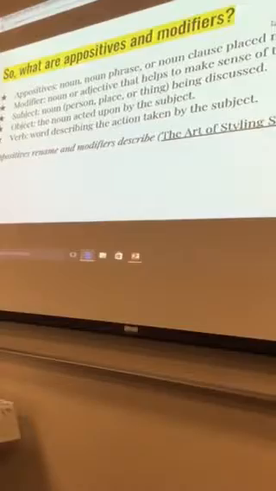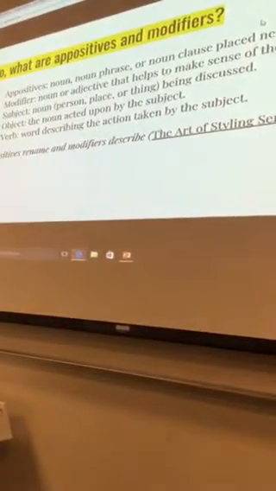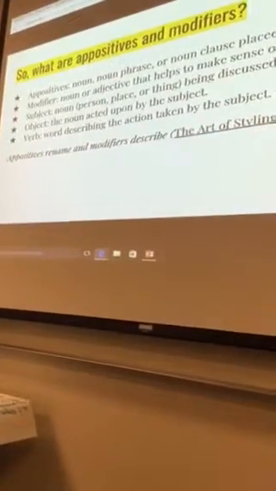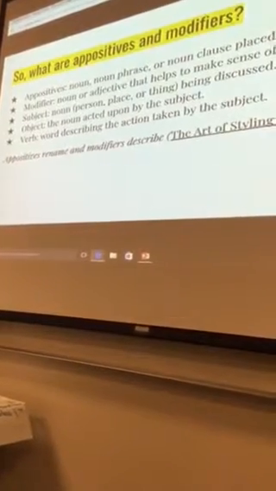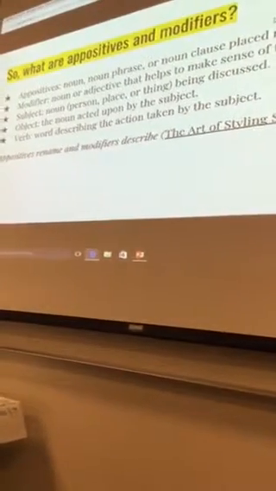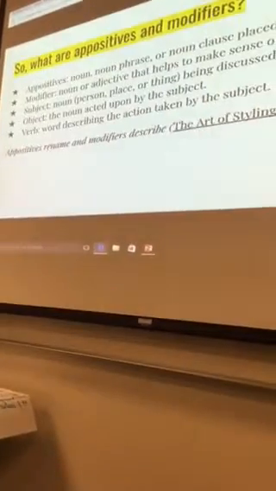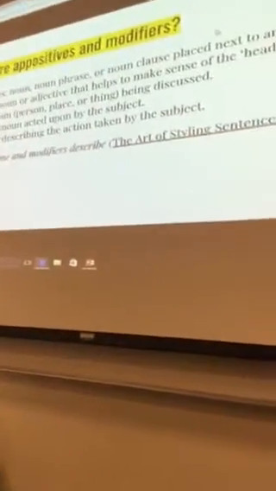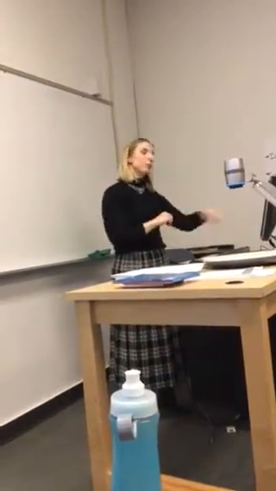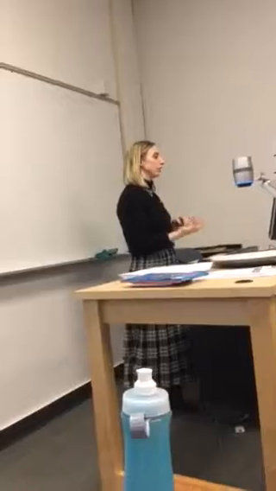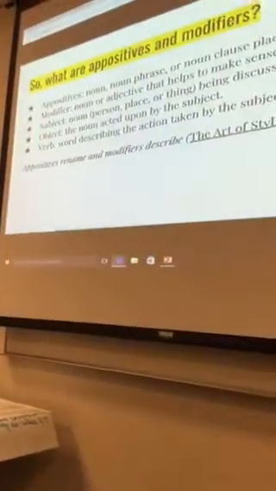Subject is your noun, person, place, or thing that's being discussed. Object is the noun acted upon by the subject, and then the verb is the word describing the action taken by the subject. I thought the easiest way to really figure out the difference between these was from a short part of a sentence from the Art of Styling Sentences, which just says that appositives rename and modifiers describe.